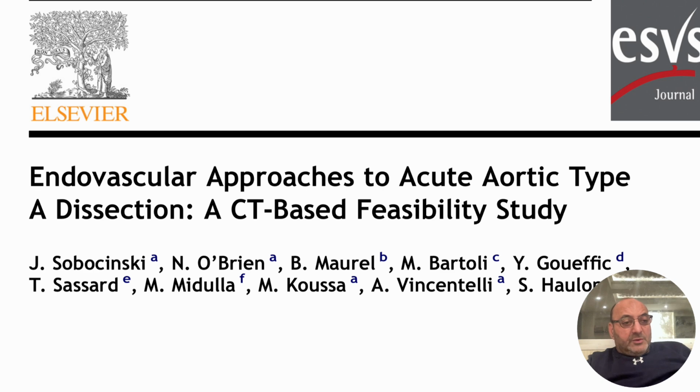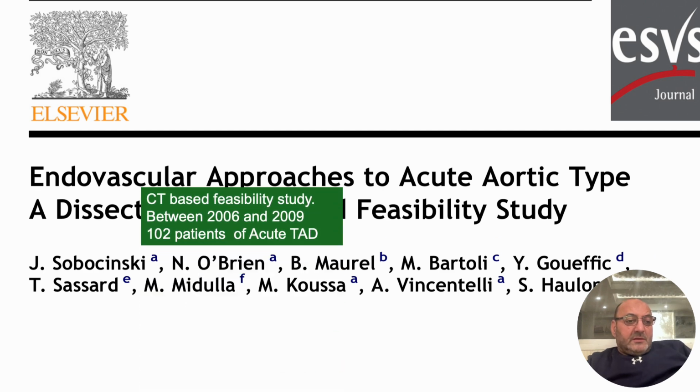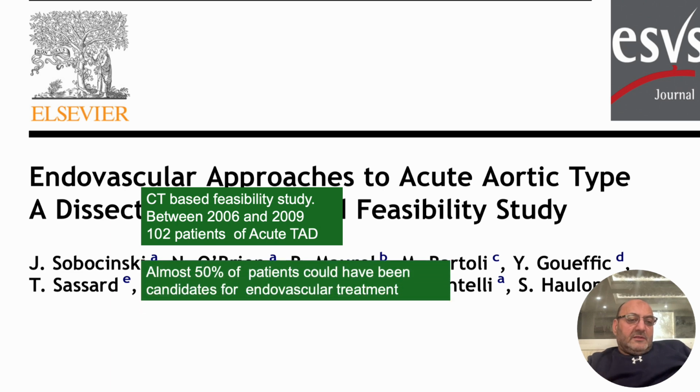Endovascular approaches for acute type A dissection, based on a CT feasibility study. This study was done in France by Dr. Holland, where they looked into 102 CT scans for patients with acute type A dissection, and hypothetically looked at how many of those patients would have been a candidate for an endo procedure, and the answer was shocking: almost 50% of those patients.